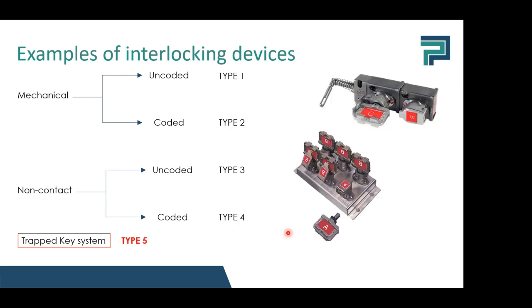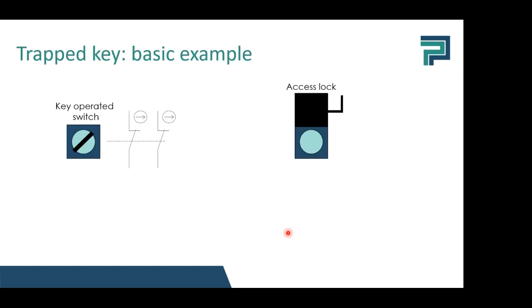And then for the 5th type of interlocking devices, you can see here an example of a trapped key system, but I will go further into detail about the trapped key systems. And therefore, I will use a basic example. So in this example, you can see on the left side a key-operated switch. And on the right side, you see an access lock.